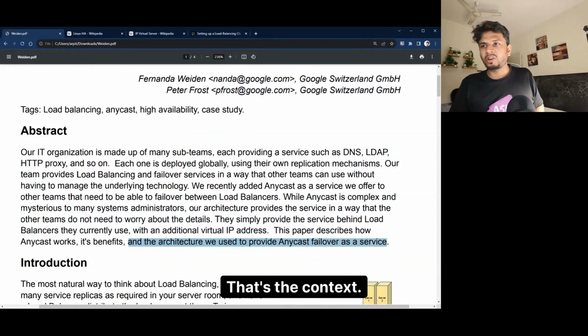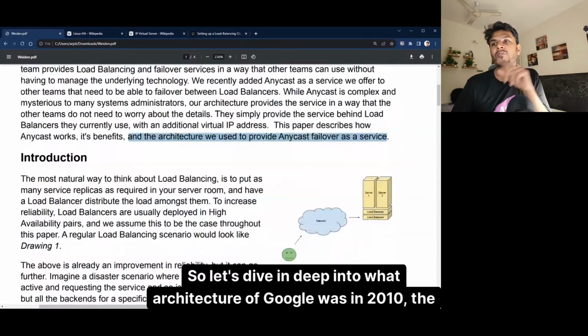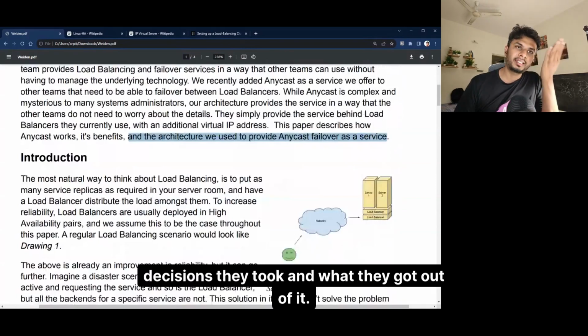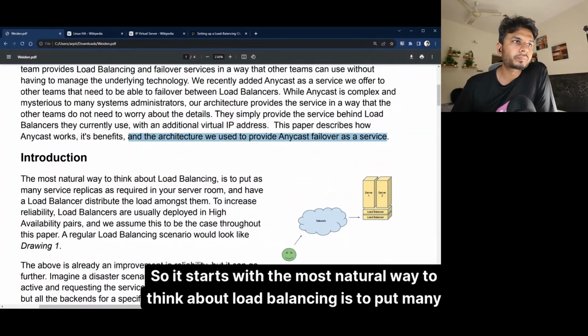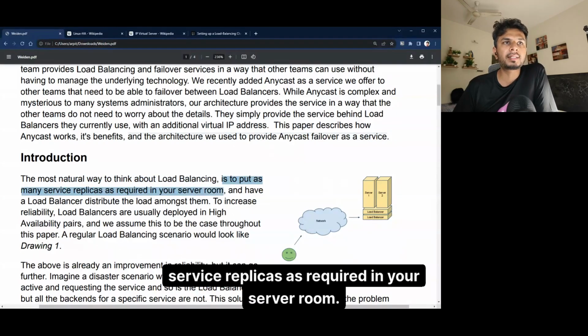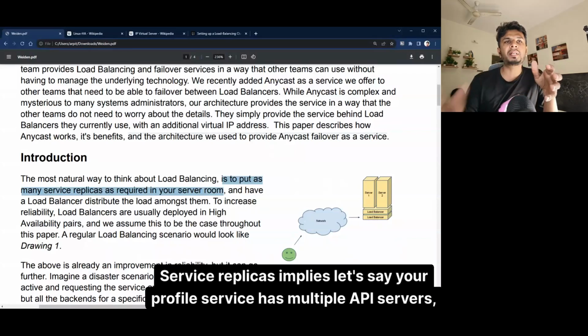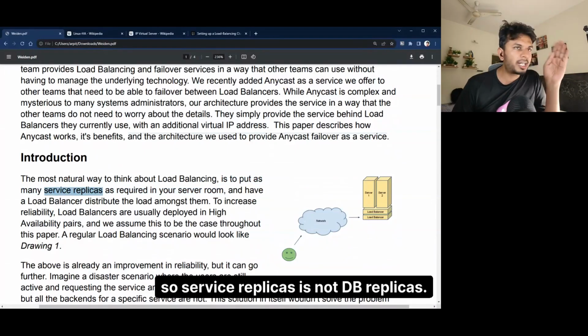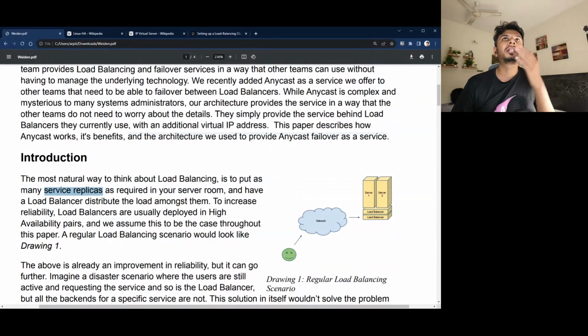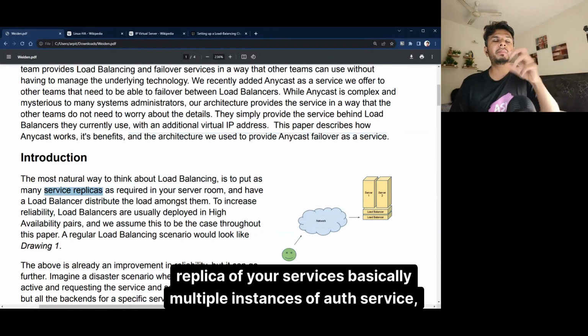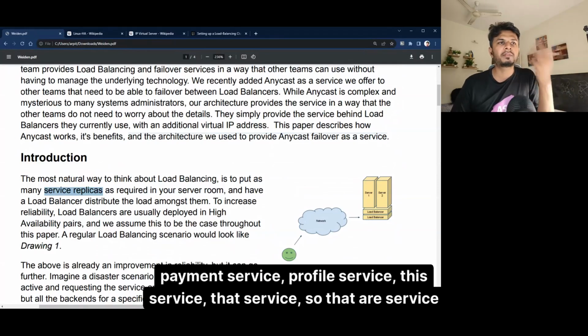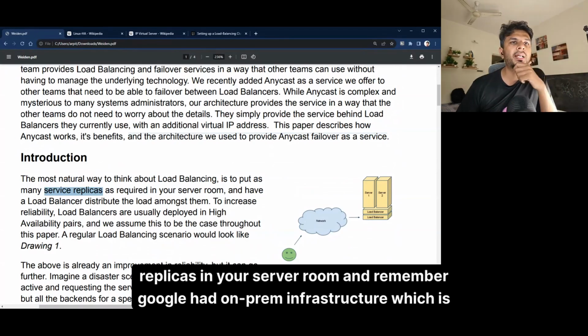Right? That's the context. So let's dive deep into what the architecture of Google was in 2010, the decisions they took, and what they got out of it. So it starts with the most natural way to think about load balancing, which is to put as many service replicas as required in your server room. Service replicas implies, let's say your profile service has multiple API servers. So service replicas is not DB replica. Service replicas is the replica of your services, basically multiple instances of your auth service, payment service, profile service, this service, that service. So those are service replicas in your server room.